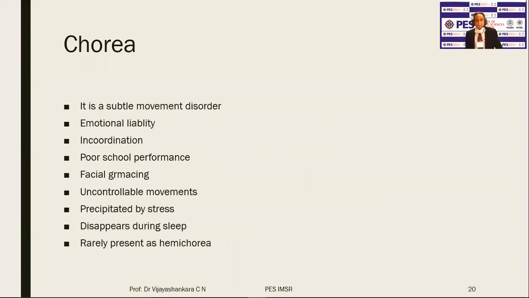Chorea is a subtle movement disorder. Usually it is associated with emotional lability. It is a very important feature of chorea. If there is no emotional lability, it may not be a chorea, and then other movement disorders should be considered. There is incoordination, there is poor school performance over a period of time, facial grimacing for no reason, uncontrollable movements are present, and usually they are precipitated by stress.